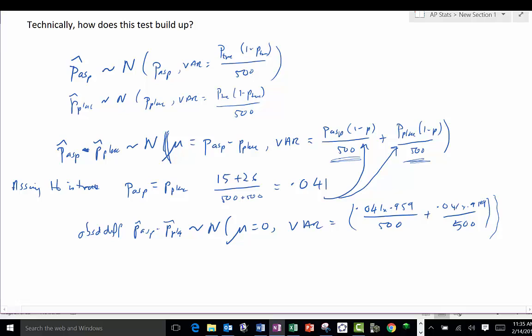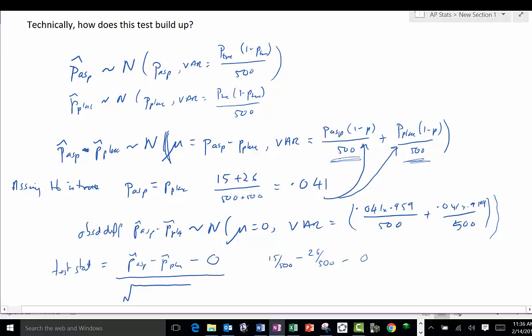So using our data, the test statistic equals our observed difference minus 0 over that massive standard deviation. So our observed difference is 15 out of 500 minus 26 out of 500 minus 0 over that big square root, 0.041 times 0.959 over 500 twice. And when we do that test, the answer turns out to be minus 1.7542.